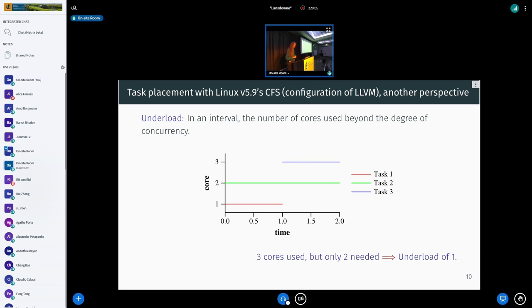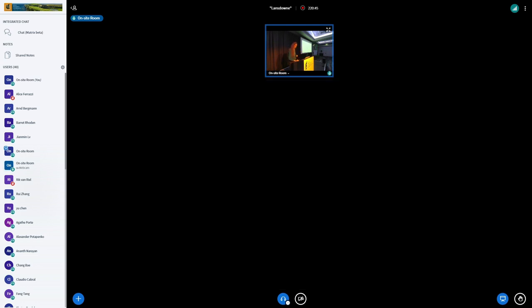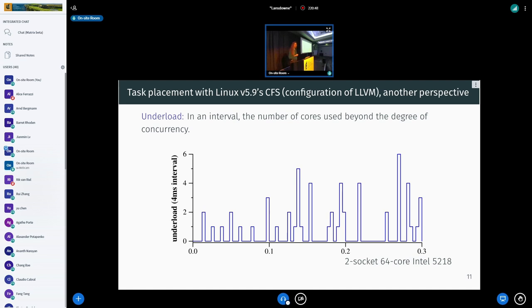And so this leads us to the idea of underload. It's just a different perspective on the thing that I showed before. Our idea of underload is: what is the relationship between the amount of actual concurrency and the number of cores that are actually being used? So here's a completely artificial graph. We have this task that runs all the time, and then we have these other tasks that run for a shorter time. It's easy to see that there are only 2 tasks that ever run at a time, but we're actually using 3 cores for them. So we say this is an underload of 1, because we could have collapsed all of these tasks onto just 2 cores. And we can see for our configuration application that we saw before, there's lots of underload. We're using a lot more cores than we actually need at any given point in time.